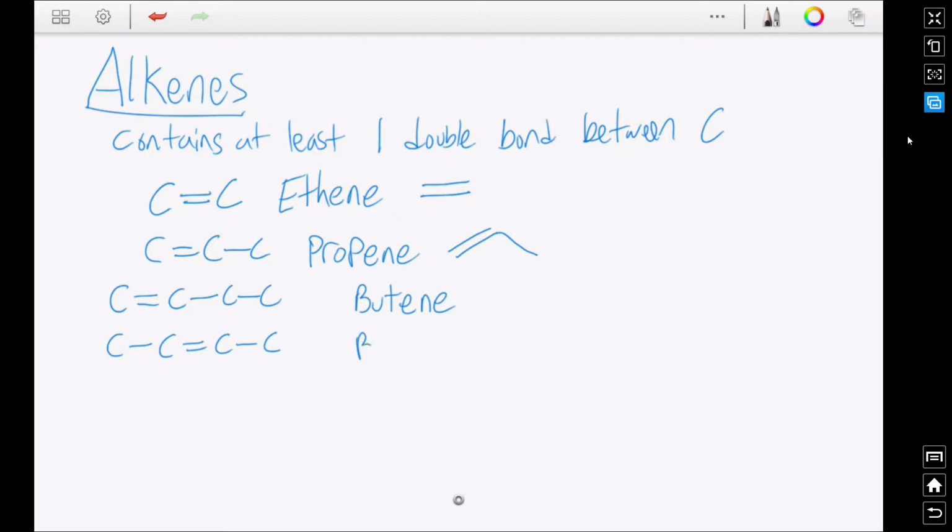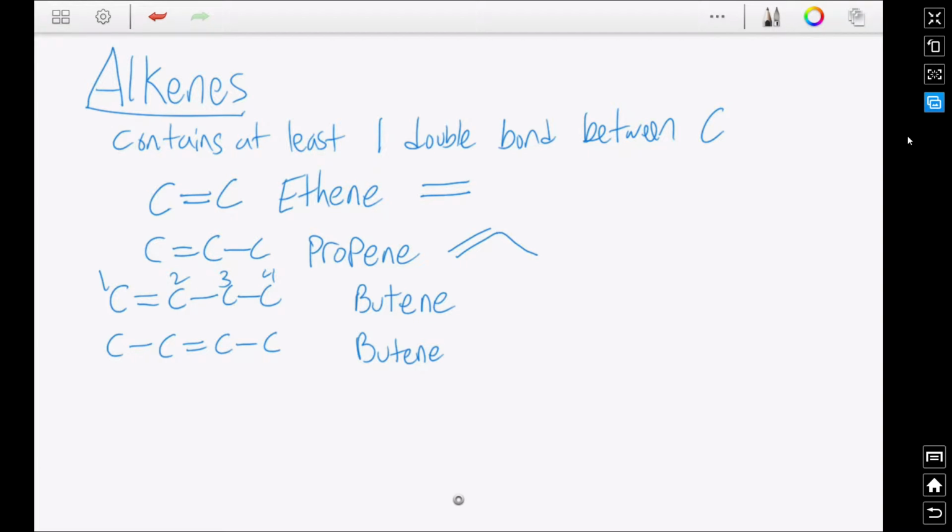Now, how do I distinguish one butene from another butene? Well, let's number the carbons. In the first butene, carbon 1, 2, 3, 4. Much like how we number branches and use the numbers to show where the branches are located, we can use numbers to show where the double bond is located.